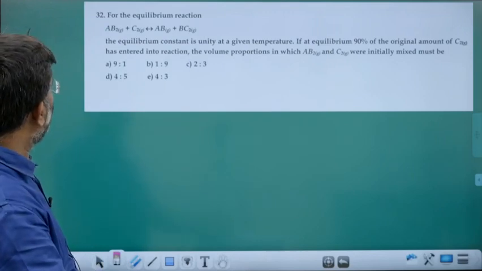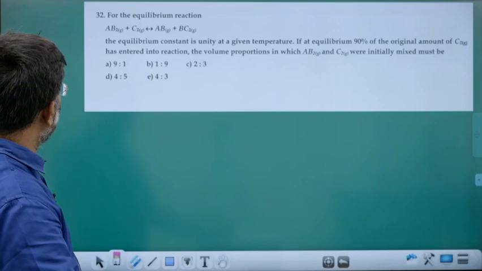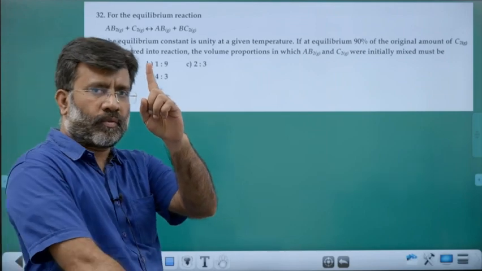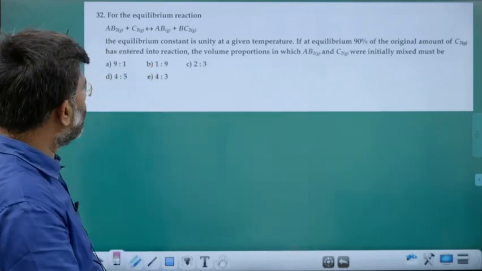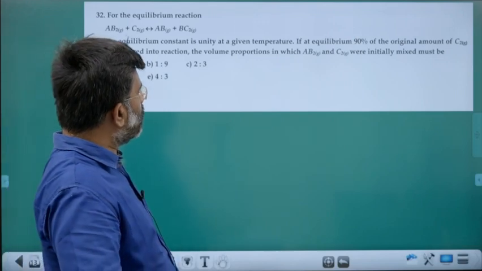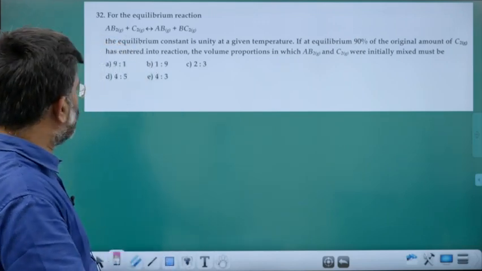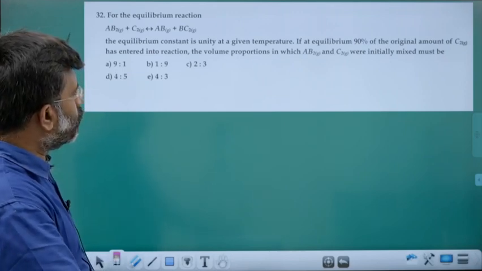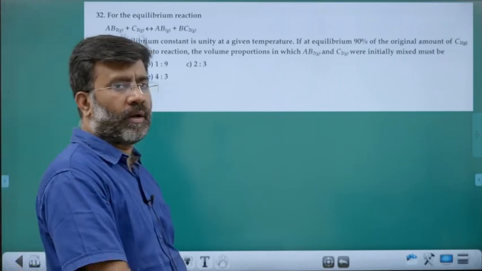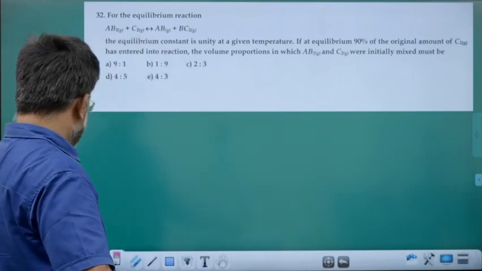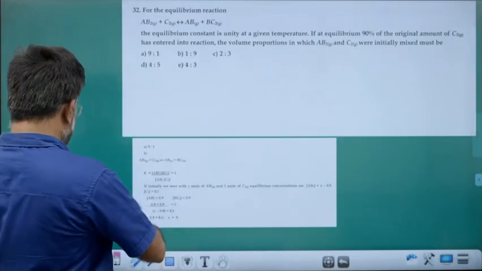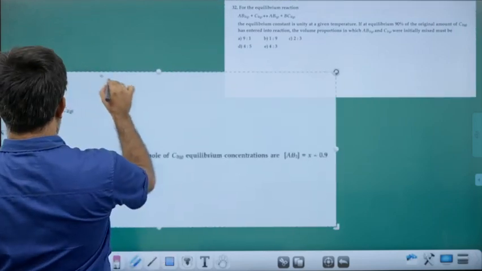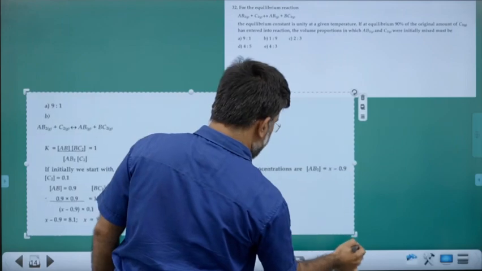Question 32. For the equilibrium AB2 plus C2 giving AB plus BC2, the equilibrium constant is unity, 1. If at equilibrium 90% of the original amount of C2 has entered into reaction, the volume proportion in which AB2 and C2 were initially mixed will be? That is the question. We did a similar question earlier, I think so. Maybe in my memory, I feel like there was a similar question we did.